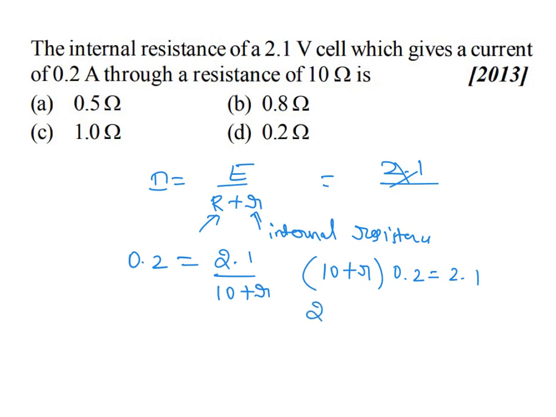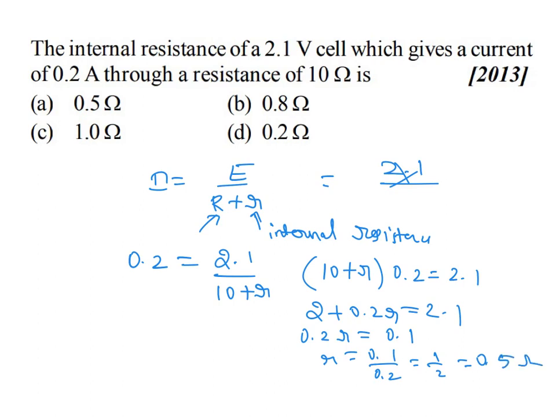It is 2 plus 0.2 r equals 2.1. Therefore 0.2 r equals 0.1, that is r equals 0.1 divided by 0.2, which is 1 by 2, equal to 0.5 ohm. So that's the reason why option A is the right answer for this particular question.